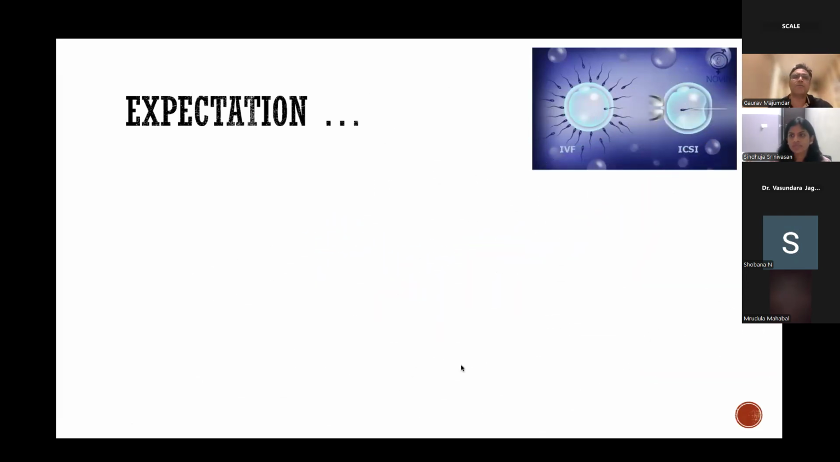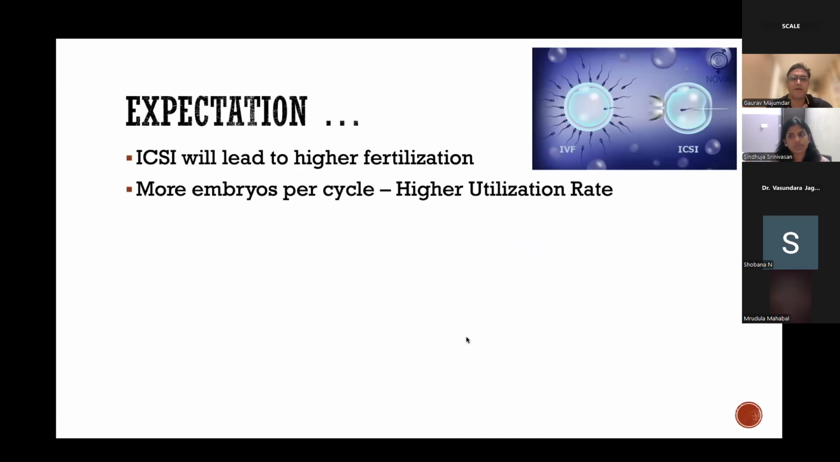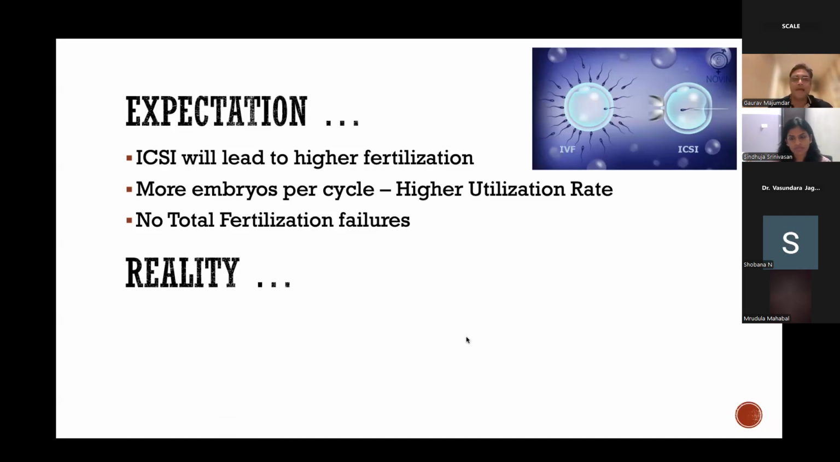Our expectation is always that ICSI will lead to higher fertilization. For obvious reasons, we tend to believe certain things. If there's higher fertilization, then there'll be more embryos, so there'll be a higher utilization rate. And we also think that there'll be no fertilization failure, right? So we agree that in ICSI there are fewer fertilization failures, even though for poor responders the fertilization failure rate becomes very high with ICSI. But the reality doesn't equate to our expectations.